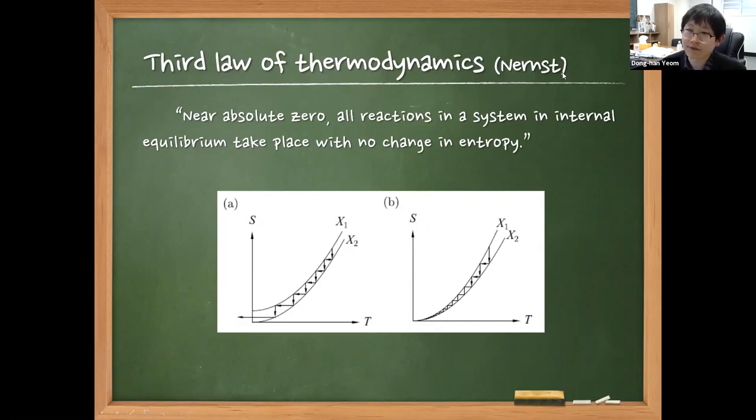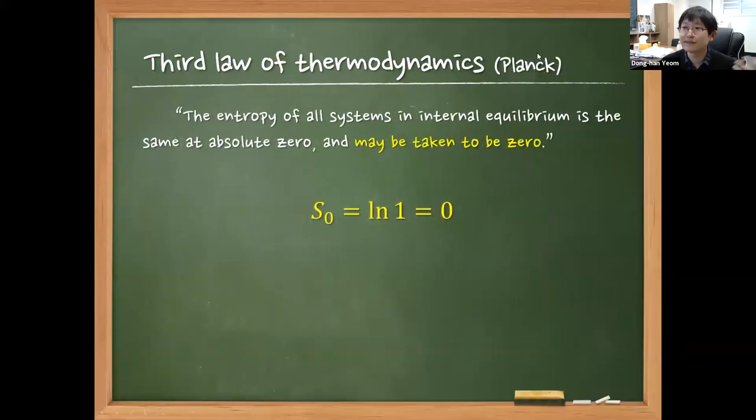Then there are several versions. The first version is by Nernst, and it says that near absolute zero, all reactions in a system in internal equilibrium take place with no change of entropy. So practically speaking, you cannot bring the system to absolute zero temperature with finite operations. This is the general meaning, and Max Planck extended it.